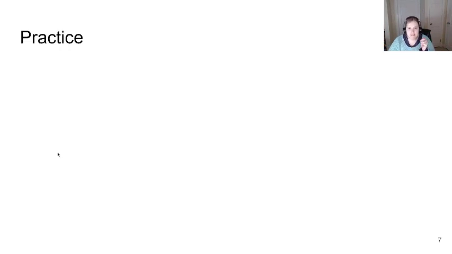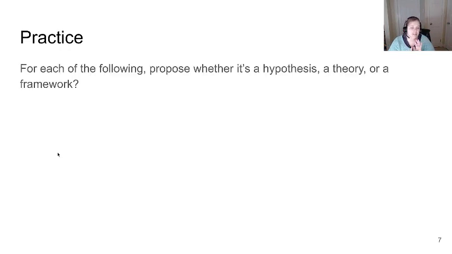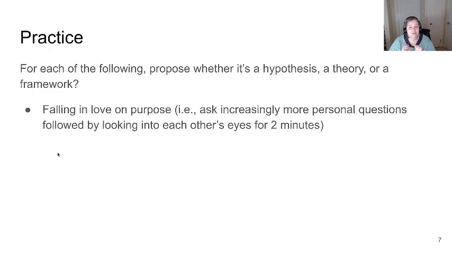So let's practice a little bit together. For each of the following, I'm going to talk about them more in detail, but here's the list. I want you to propose whether it's a hypothesis, a theory, or a framework, okay? The first, which I'm summarizing here, but we'll see in more detail in a second, is falling in love on purpose. Because there was an article that came out, I saw it about 5 years ago, in which you asked increasingly more personal questions followed by looking into each other's eyes for 2 minutes, and they could cause you to fall in love. And we'll look at this again in a second. And then climate change: hypothesis, theory, or framework.